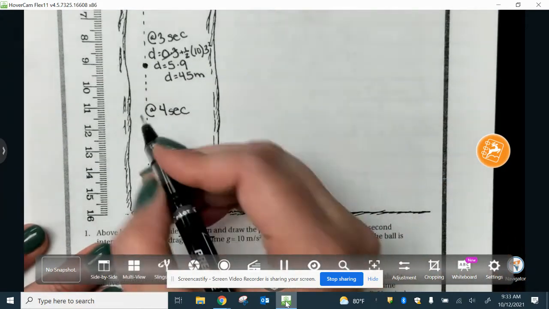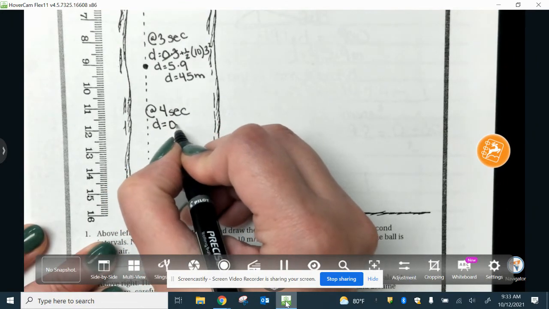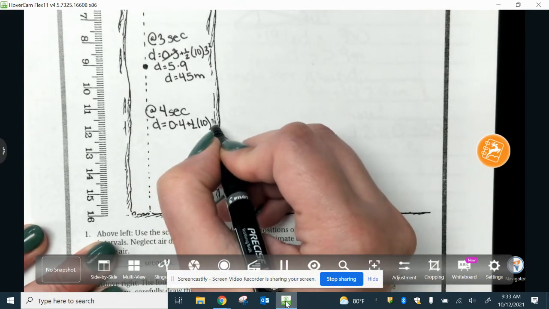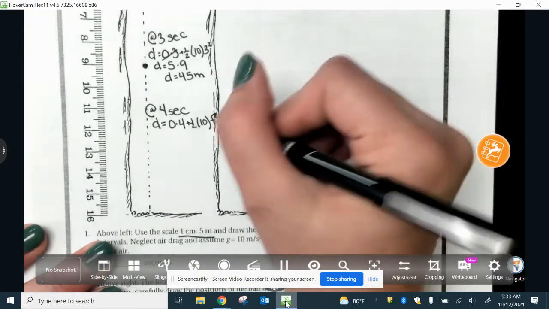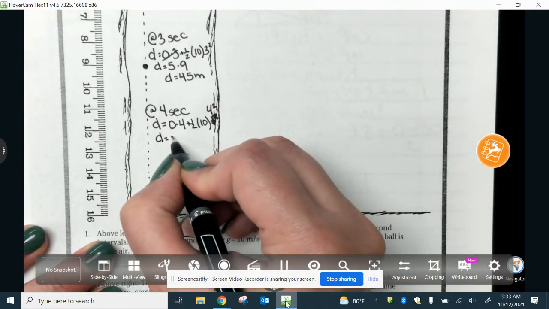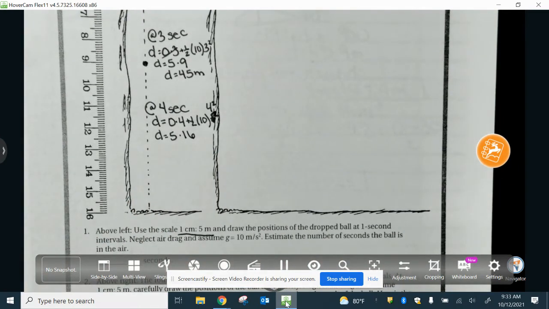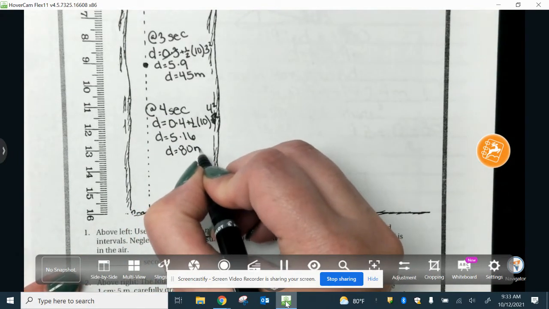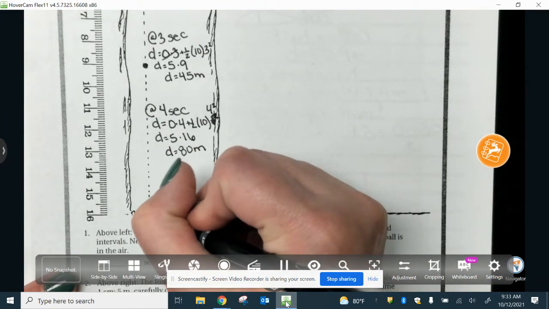So we're going to do the same thing for 4 seconds. Distance equals 0 times 4, plus 1/2 times 10 times t squared, which is 4 squared. Distance is equal to 5 times 4 squared, which is 16, so 80 meters, which on my scale would be right there.